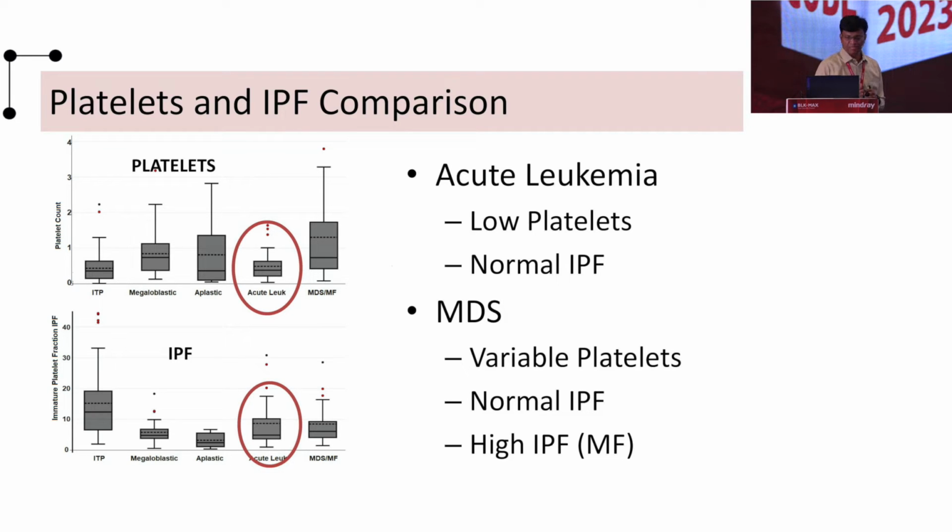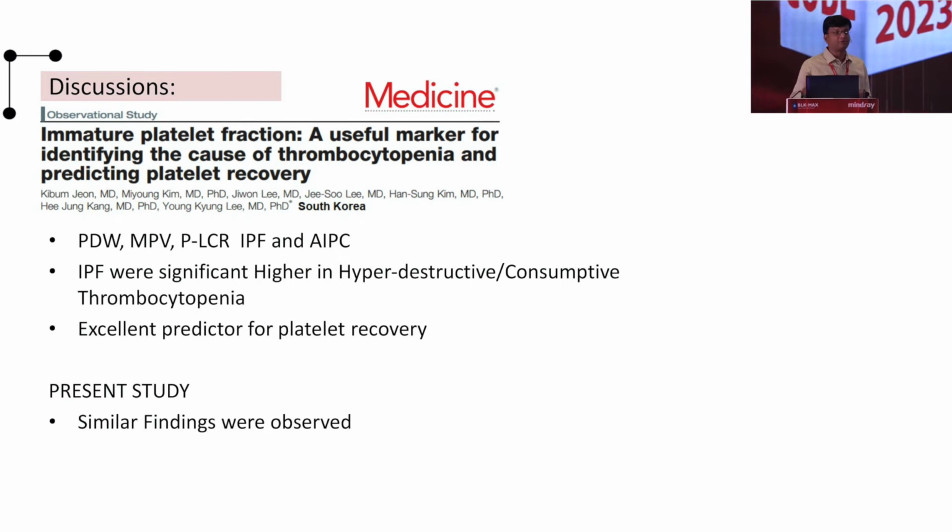Then what about the myelodysplastic syndromes? We got variable platelets and normal to high IPF. So we started using this IPF in day-to-day practice, and the data we were getting appeared quite interesting. Then we went to the literature. This is a South Korean article. They studied thrombocytopenia and predicting platelet recovery with 5 parameters, which have been extensively discussed, and they also added one parameter, the absolute immature platelet count. They found that this is significantly higher in hyperdestructive or consumptive thrombocytopenia, the same as what we found.